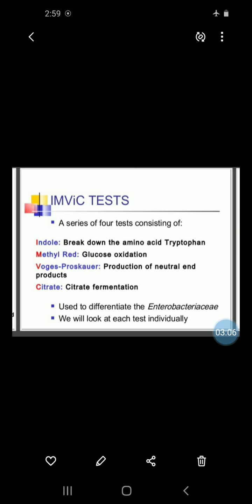Then we will see the IMVIC test. It is the indole test, for breakdown of the amino acid tryptophan. Then methyl red, for glucose oxidation. Then Voges-Proskauer test, production of neutral end products. And citrate, for citrate fermentation. These are the tests which are used to differentiate the Enterobacteriaceae. This we will see one by one.